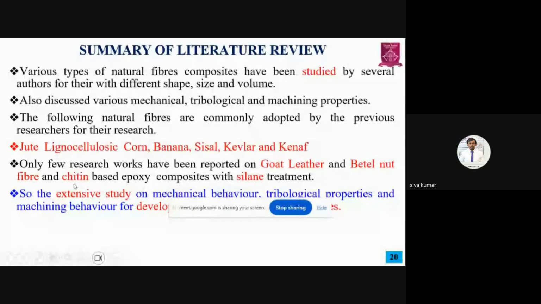In addition to improving the bonding strength, I have used chitin-based epoxy composites, and I have made different kinds of specimens for testing, using silane treated and non-silane treated fibers. As usual, I used the conventional hand layup technique. I made an epoxy resin mix, and I used goat leather and betel nut stacked one by one. Then I made one set non-treated, and another set treated with silane.